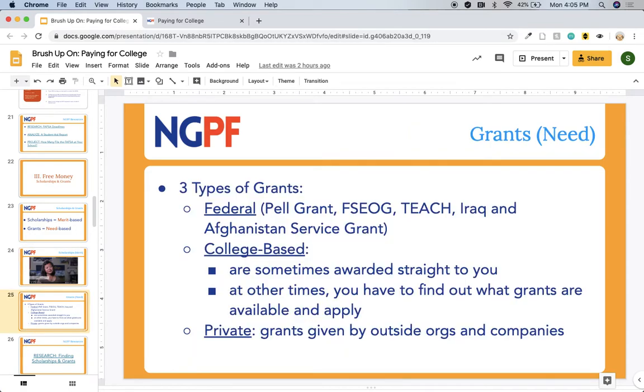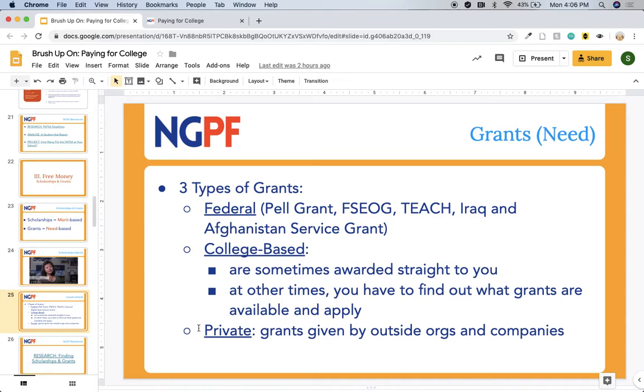All right, let's switch gears to grants. So grants are, again, also types of free money, but these are need-based. And there are 3 types of grants. The federal grant, and college-based grants, which are sometimes awarded straight to you, and other times you actually have to find what grants are available for a school and apply. So that's a really important distinction to make, that some schools will just look at your need and give you the award straight to you, and other ones you actually have to do the research. It's a separate application and you have to find out when those deadlines are and apply separately.